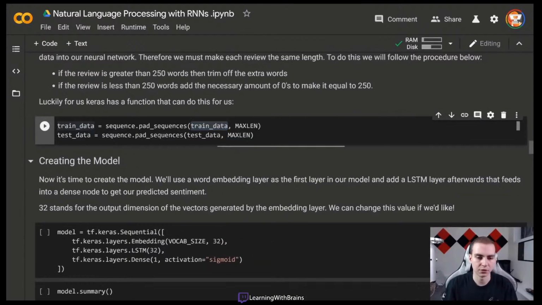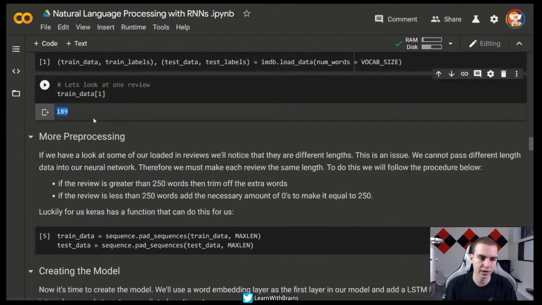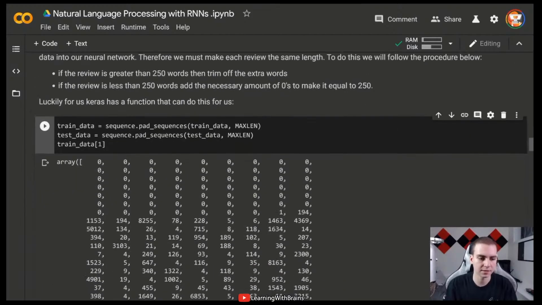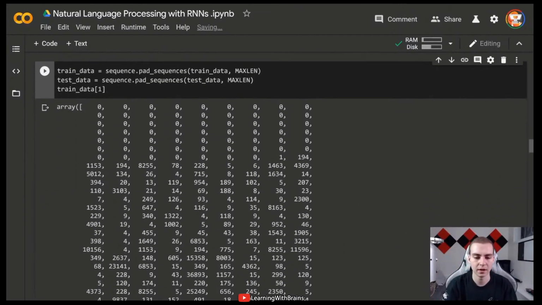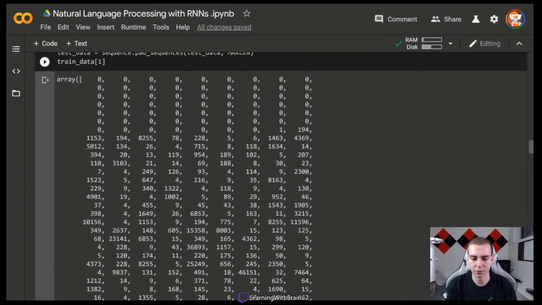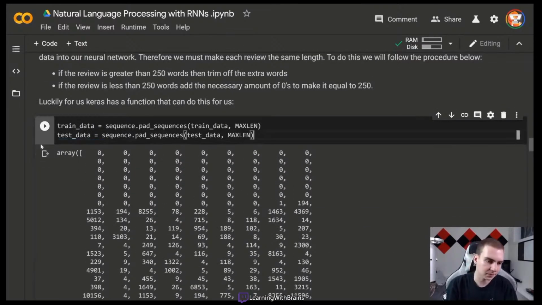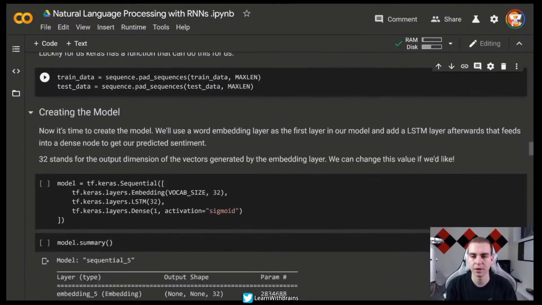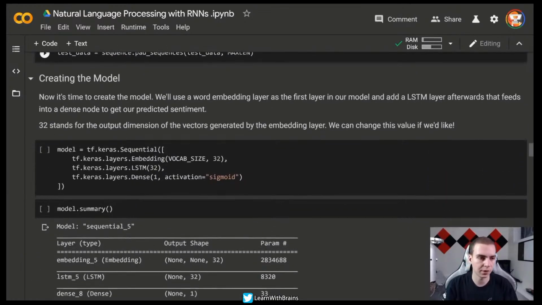And then let's just have a look at, say, train_data 1 now, because remember this was length 189, right? So if we look at train_data 1, like that, we can see that it's an array with a bunch of zeros before, because that is the padding that we've employed to make it the correct length. Okay, so that's padding. That's something that we're probably going to have to do most of the time when we feed something to our neural networks.